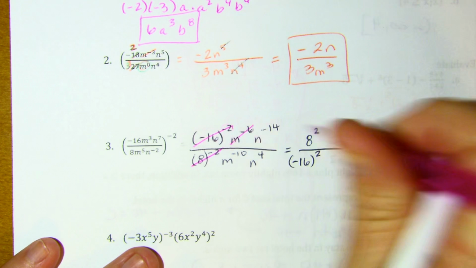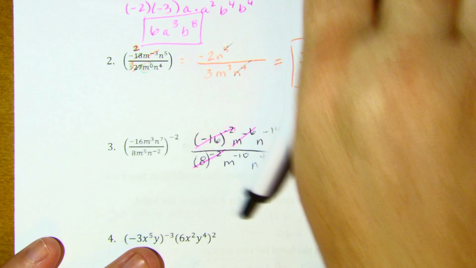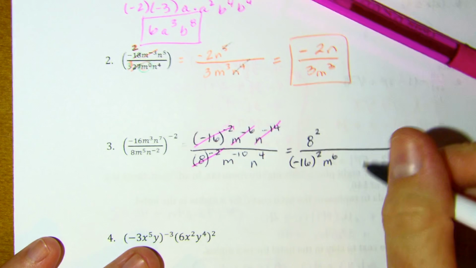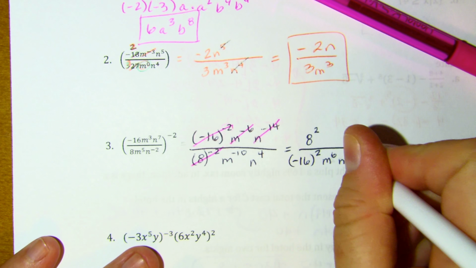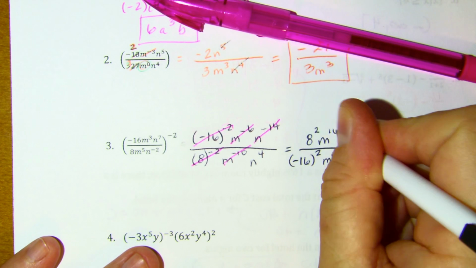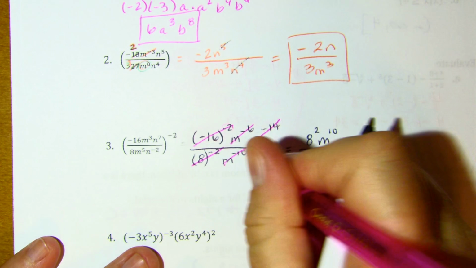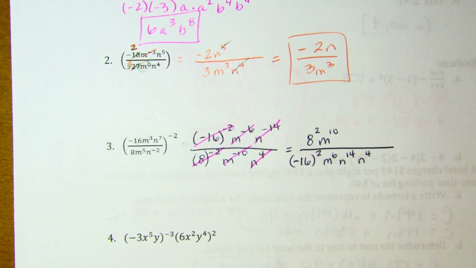M to the negative 6 is going to move to the bottom, become positive. N is going to move, become positive. M is going to move up, become positive. And this is positive, so it's going to stay on the bottom. And so I kind of cross those out as I go to make sure I've kept track of what I've moved and what I haven't.